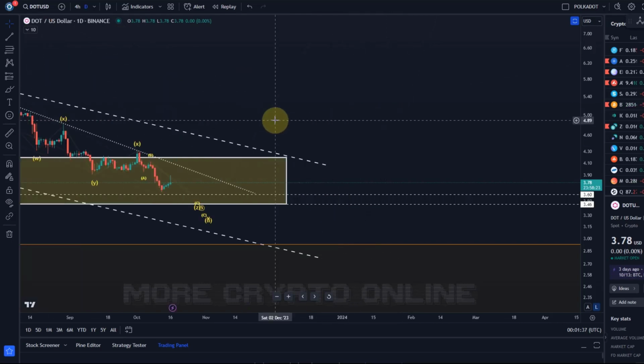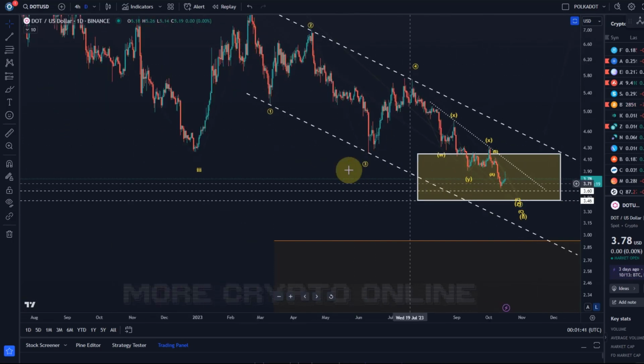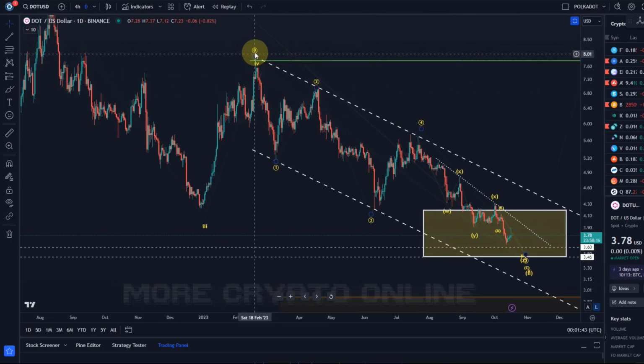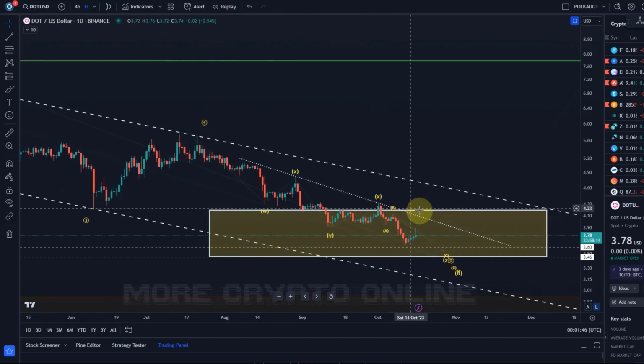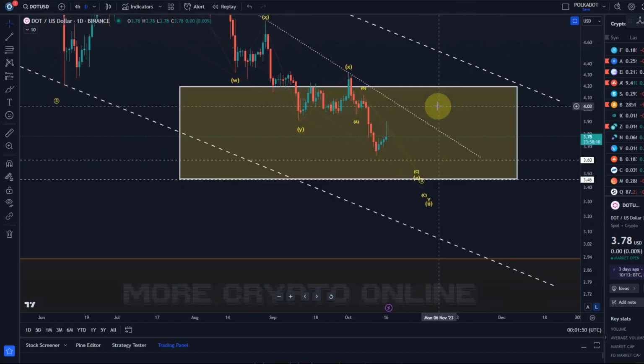But what I can tell you is that we are in this larger support area, which should end this entire ending diagonal, which started basically in February, okay? So for me, that's an ending diagonal. Primarily, we're tracking a bullish scenario. I explained in the last video also the long-term outlook.